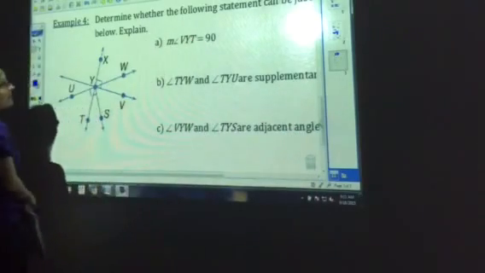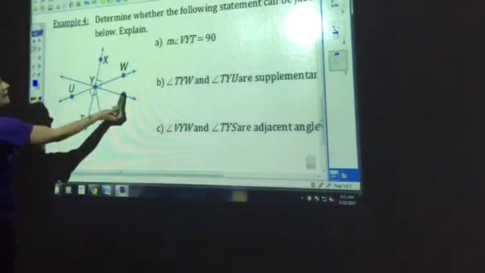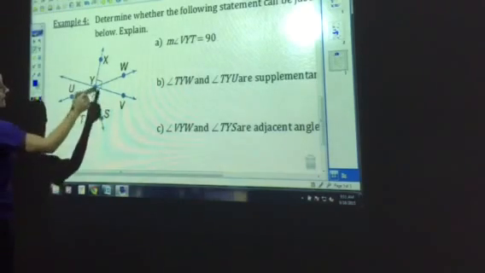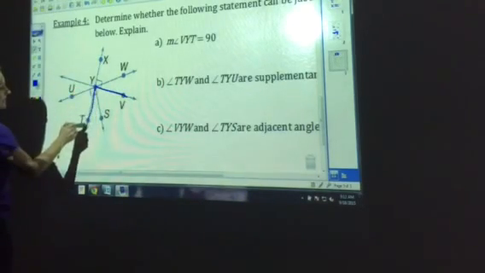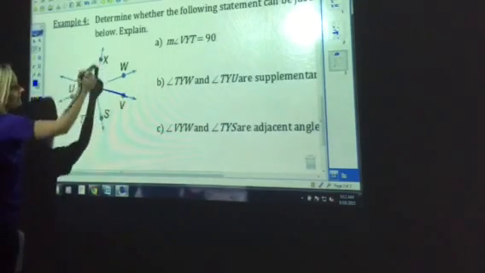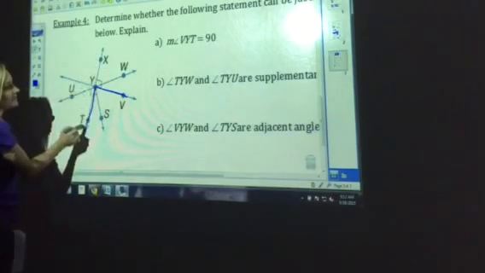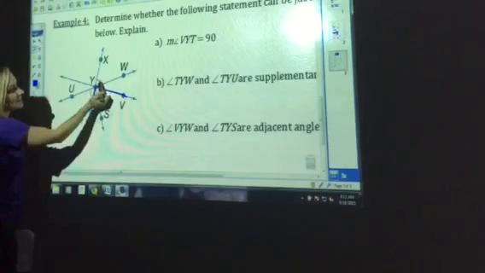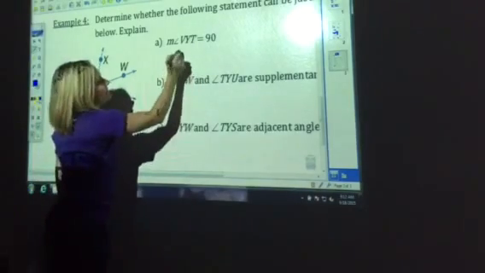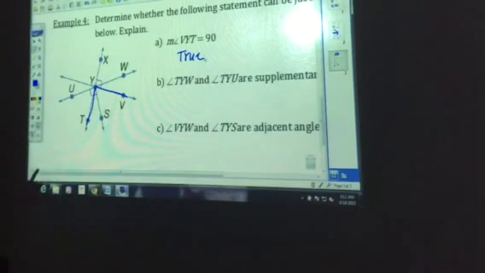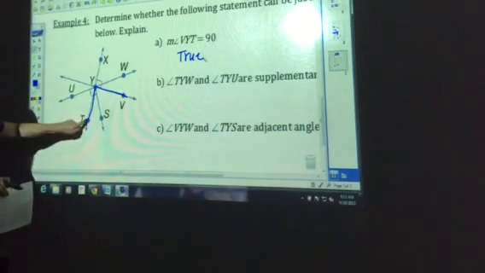It says the measure of angle VYT is 90 degrees. Actually, you can interpret that and say it is 90 degrees because remember, here is a line. So these would actually be 2 linear pairs. So if this one's 90 degrees, then yes, that one is 90 degrees. That is true.